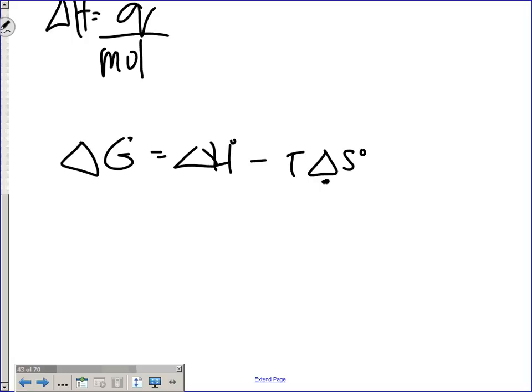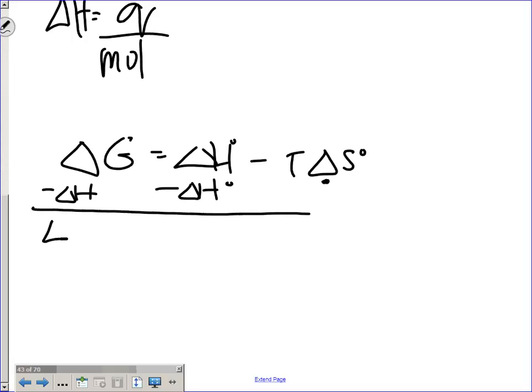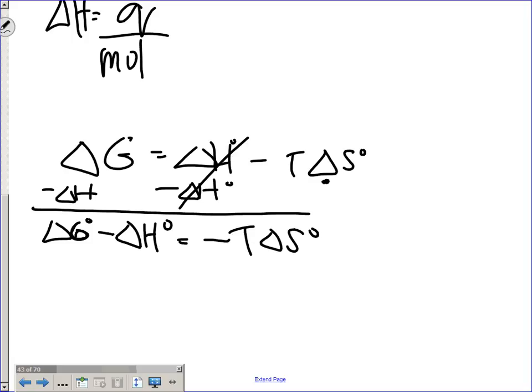Okay, I'm going to subtract delta H. You can do that, or you can add T delta S to the other side. But these two things, you can't just divide, because these are related through subtraction, not division or multiplication. These are related through addition and subtraction. I subtracted delta H first, so I got delta G minus delta H is equal to, this cancels, right? Negative T delta S. So then how do I account for the T now?